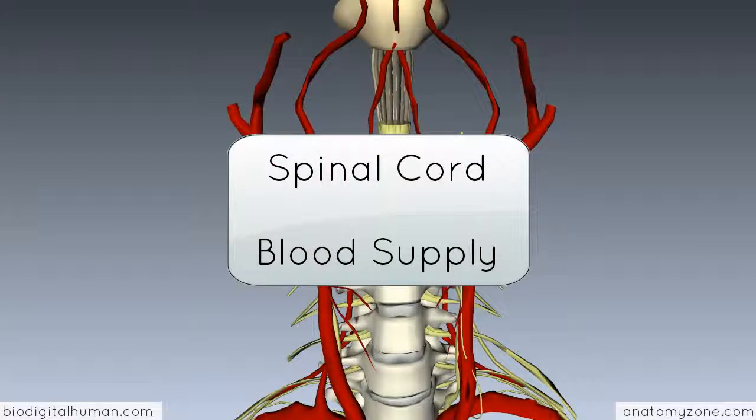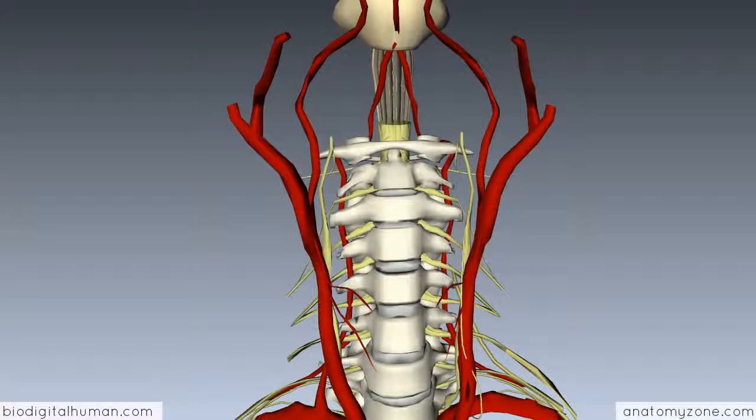Hey guys, this is Peter from Anatomy Zone, and in this tutorial we're going to take a look at the blood supply to the spinal cord. So I'll first look at the arterial supply and then I'll move on to the venous drainage.